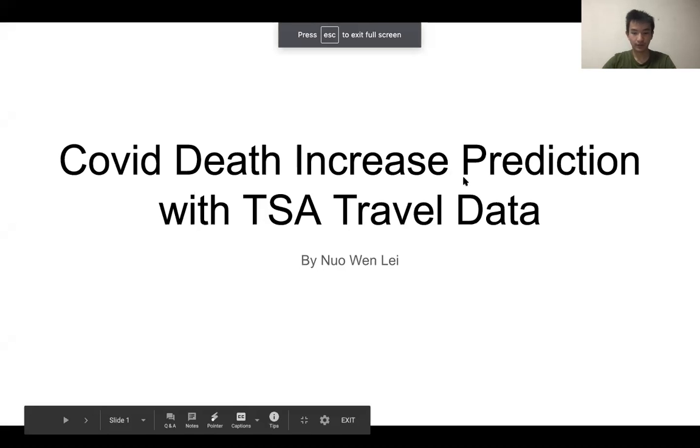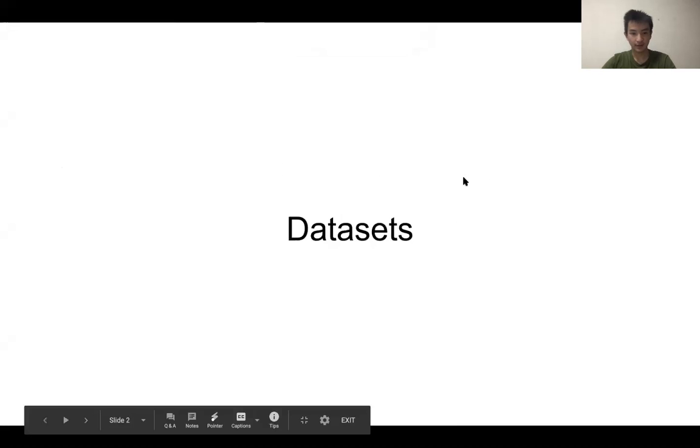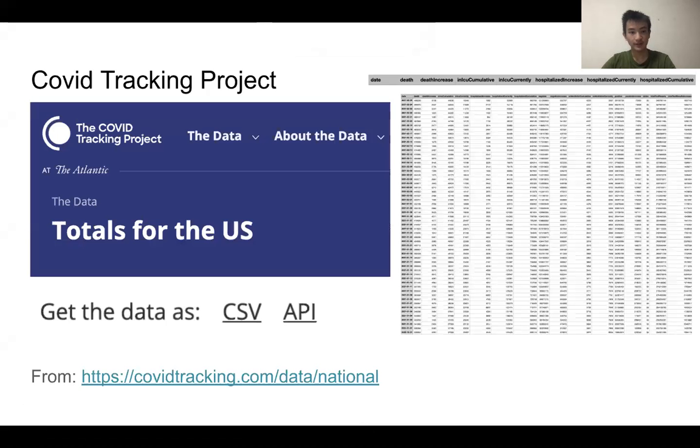So let's talk about the data sets. I use two data sets. The COVID Tracking Project is the first one. As you can see in the top left, I'm using the US totals. This is a public data set, and you can get the data in the form of CSV or through an API. You can see the link below is the data set.